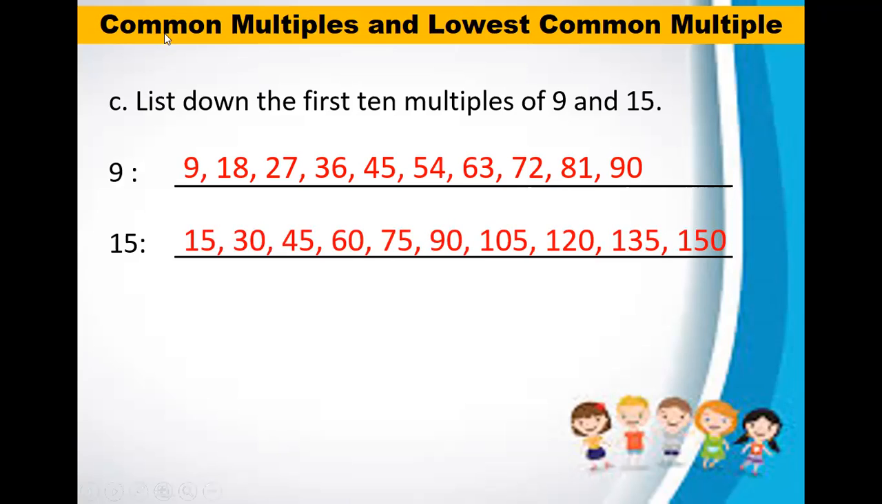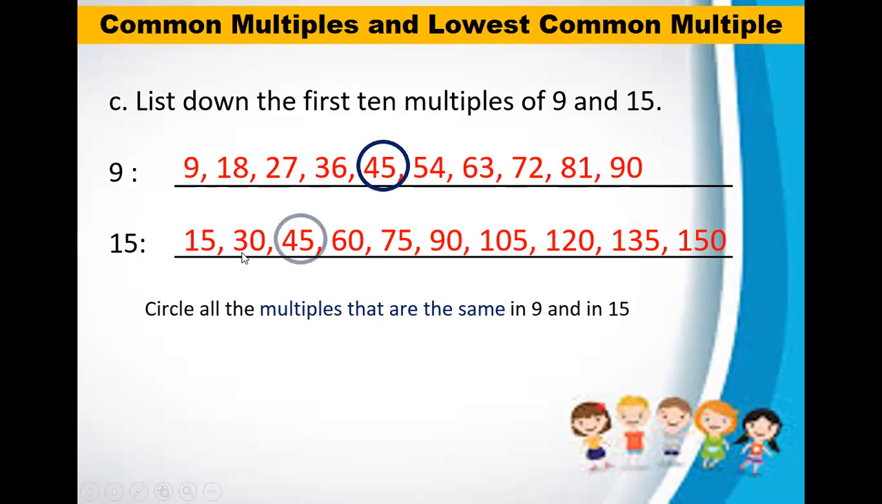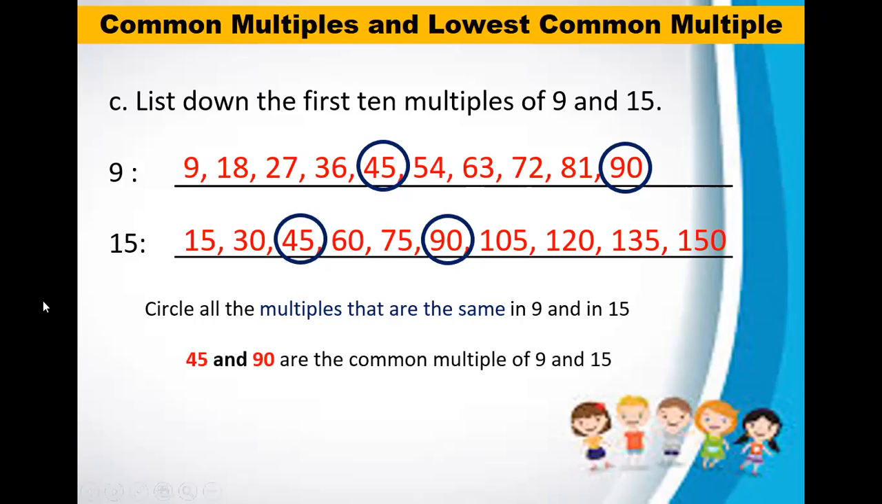Now this time we are going to find the common multiples of 9 and 15, meaning what common multiples means: the multiples that they have in common, or the same. Okay, let's circle them. We have 45 here and we have 45 there. And then 90 and we have also 90. So what are the common multiples of 9 and 15? We have 45 and 90.